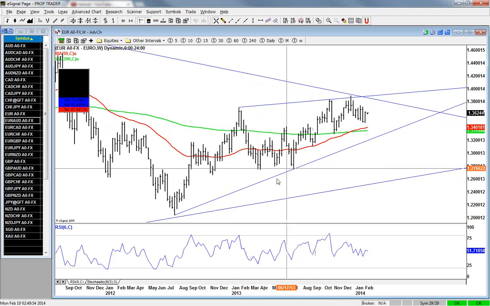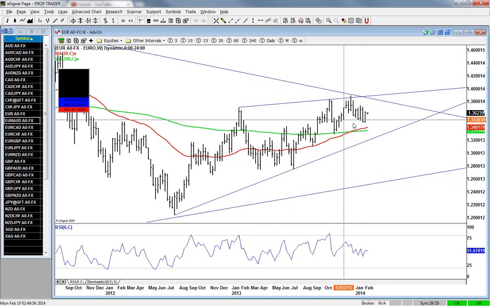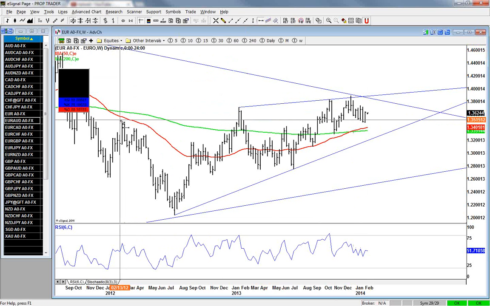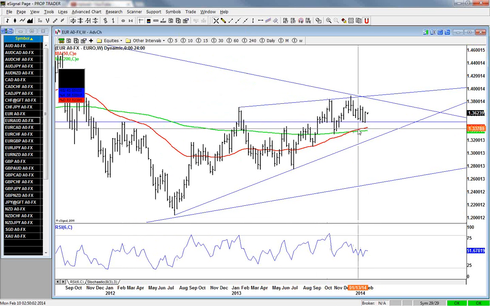So that's trend lines. Quite literally, the horizontals. Throw them in as well.